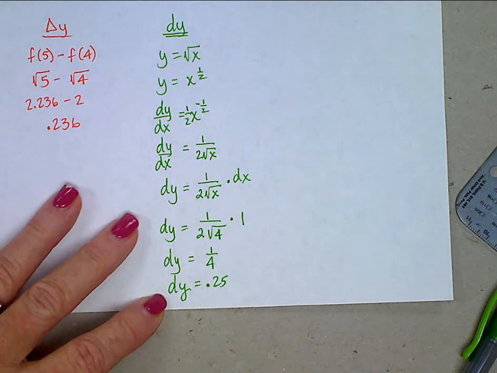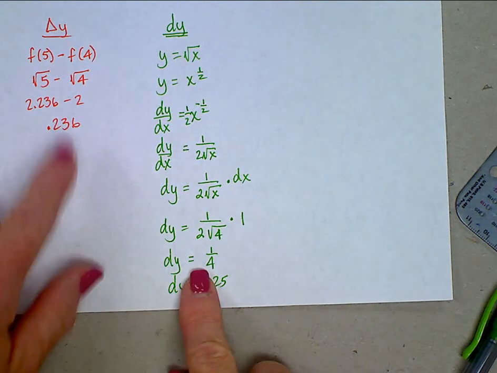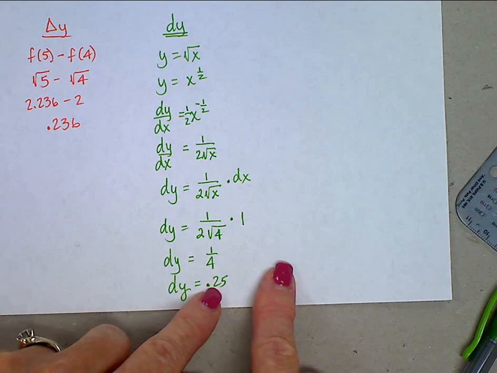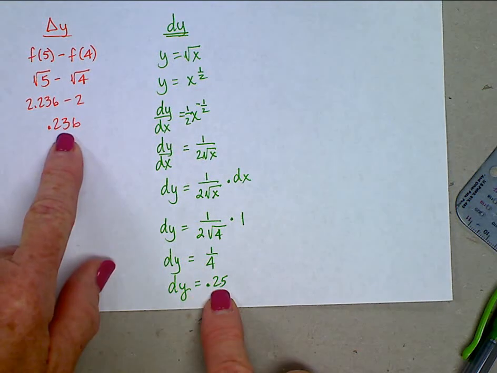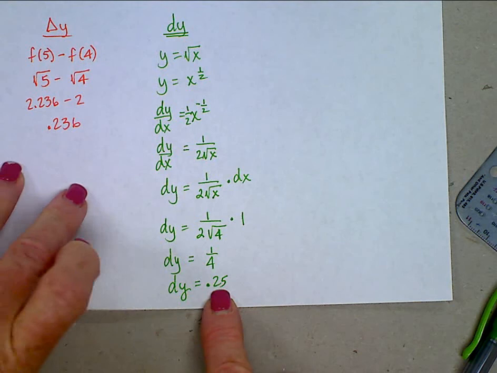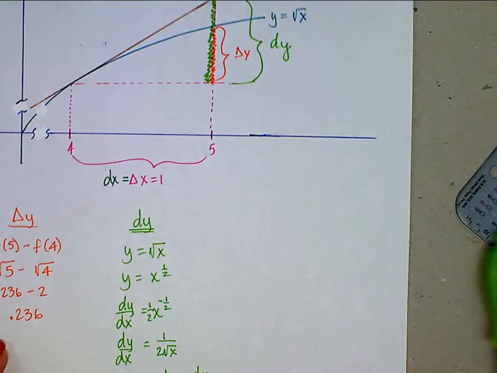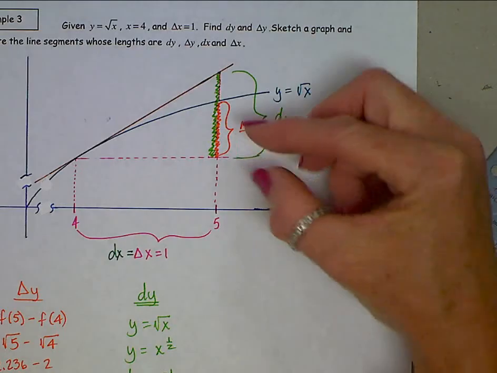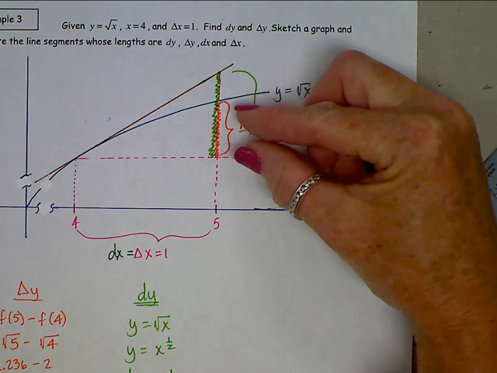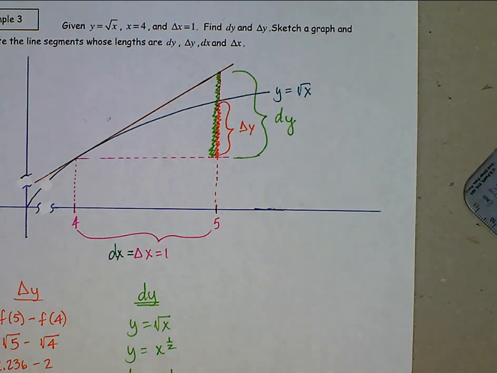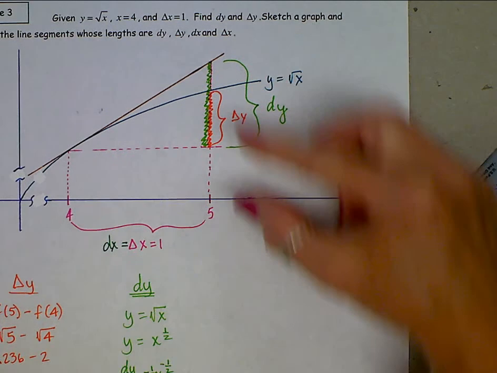All right, going back. Delta y 0.236, dy 0.25. Are these close to each other? Yes, they are. And when we come back and look at the picture up here, it absolutely makes sense then that delta y is numerically 0.236, which is smaller than dy 0.25.